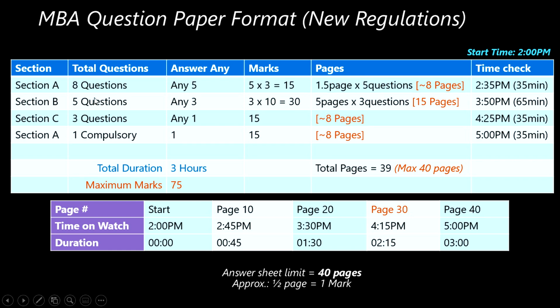Ignore the A over there. So section A, 8 questions. You need to answer any five, and you basically get 3 marks per question. That is altogether 15 marks from section A.